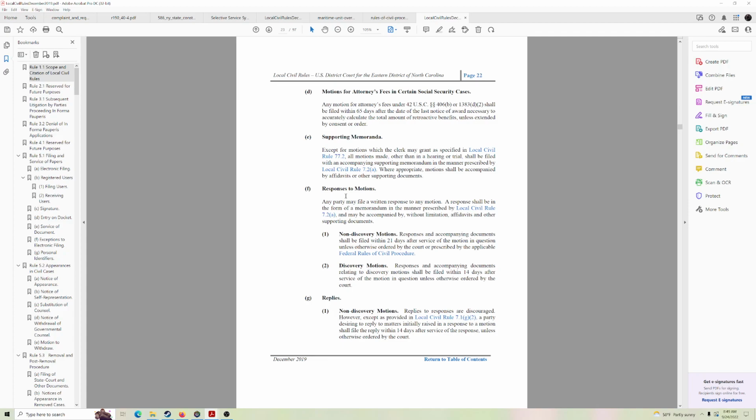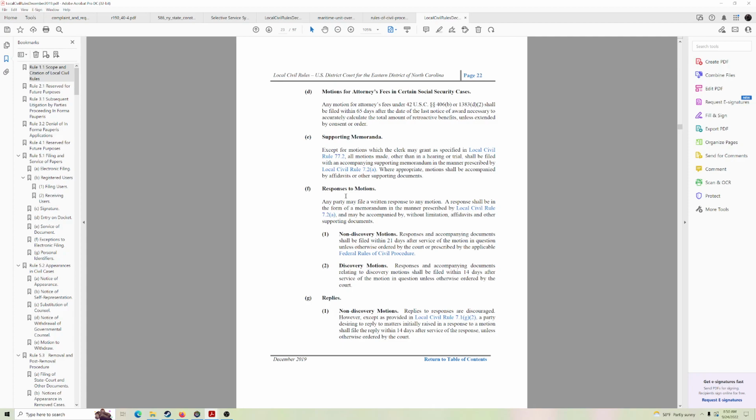F1. Non-discovery motions. Response and accompanying documents shall be filed within 21 days after service of the motion in question, unless otherwise ordered by the court or prescribed by the applicable Federal Rule of Civil Procedure. F2. Discovery motions. Responses and accompanying documents relating to discovery motions shall be filed within 14 days after service of the motion in question, unless otherwise ordered by the court.